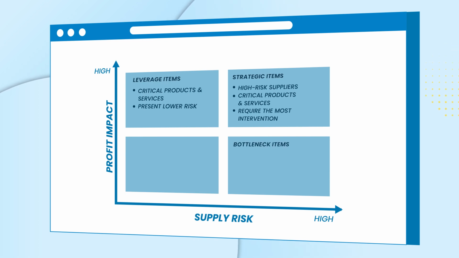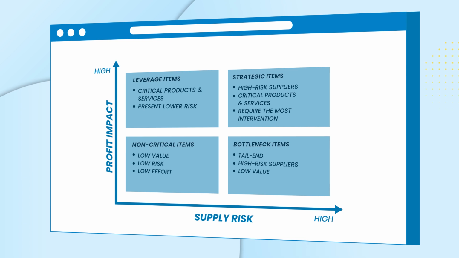On the bottom right are the bottleneck items. This quadrant consists largely of tail-end suppliers. They're high risk, but deliver little to no value for your organization. Bear in mind though, that several of these suppliers will be single source, so you're still reliant on them. Last, we've got the non-critical items on the bottom left. These suppliers provide your organization with low value, low impact items with negligible risk. Suppliers in this quadrant require the least effort to manage.